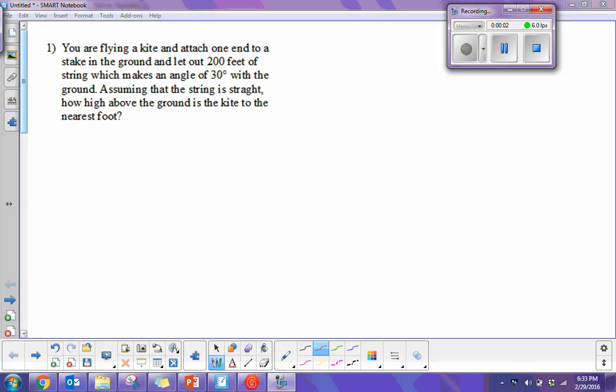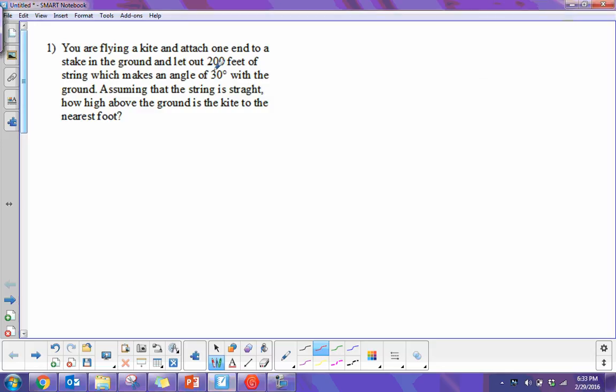Okay, we're going to look at number 1 on the proficiency review guide. We want to go ahead and read through the problem. It says you are flying a kite and attach one end to a stake in the ground and let out 200 feet of string, which makes an angle of 30 degrees with the ground. Assuming that the string is straight, how high above the ground is the kite to the nearest foot?